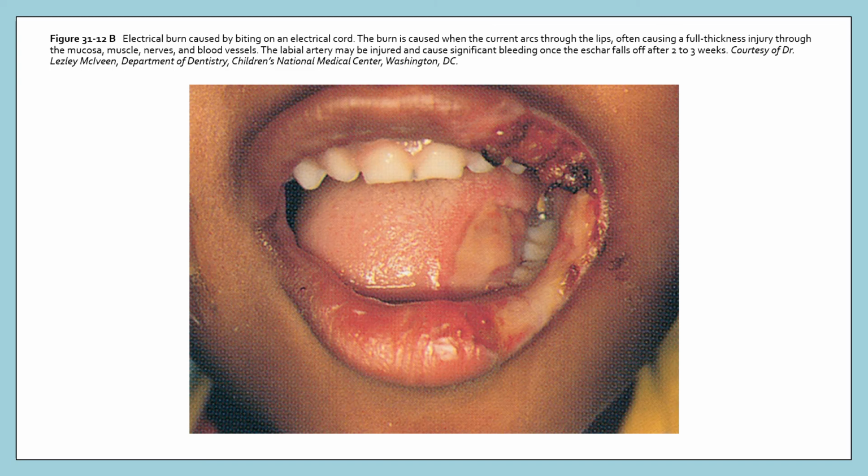This is obviously an electrical burn, and this is probably caused by the child chewing on an electrical cord. And you can see that the tongue is involved here. So that's probably very painful. This burn here is probably very painful and would take a while to heal. Probably doesn't need skin grafting though.